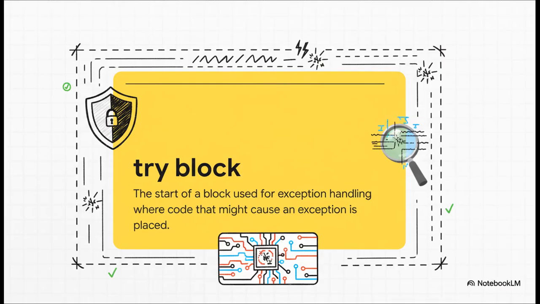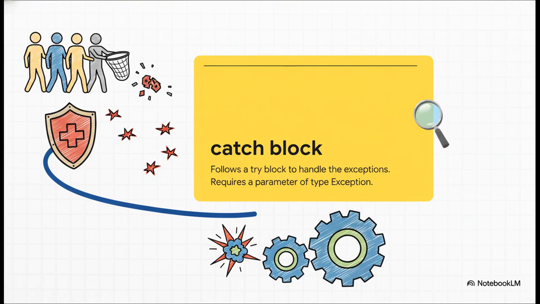The first tool in our kit is the try block. The easiest way to think about this is as your monitored zone. It's where you put any code you know is a little sketchy. You know, stuff like trying to open a file that might not be there or doing some kind of tricky calculation.